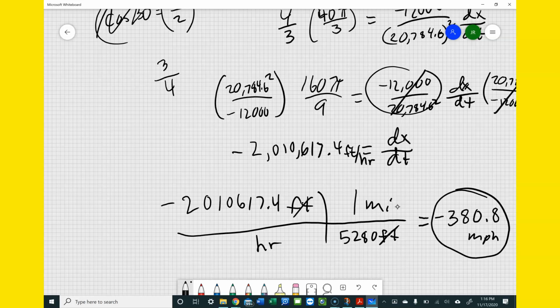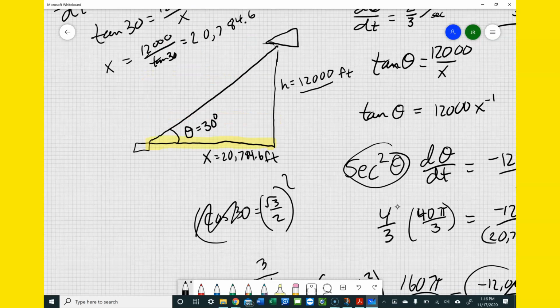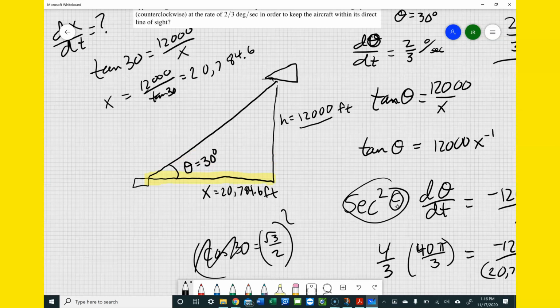That's my answer. Now, does that make sense? It makes sense that a plane would be going 380 something miles per hour. It also makes sense that I got a negative number, because that's the rate of change of that distance, and that distance is decreasing. It's decreasing at a rate of 380 miles per hour. So I'm liking that answer. That should be it.